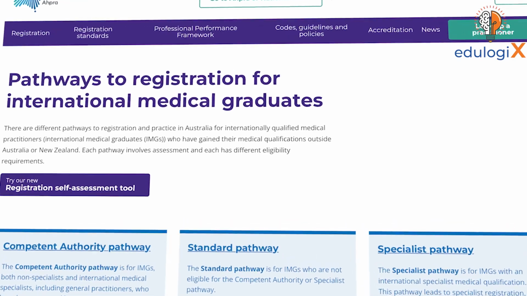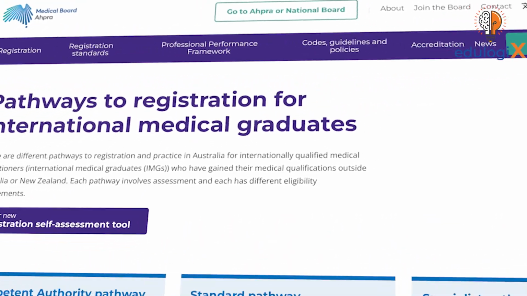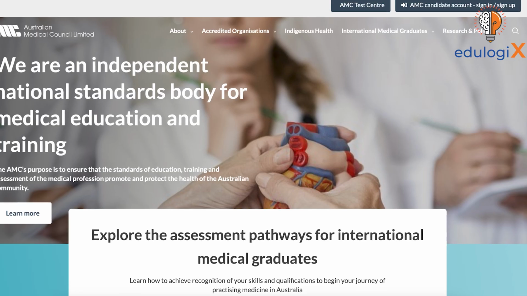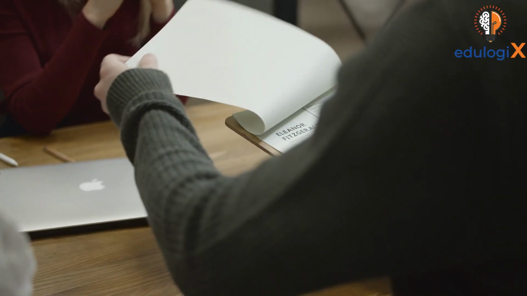All doctors, local or internationally qualified, are required to be registered with the Medical Board of Australia. The Medical Board of Australia makes sure that all internationally qualified doctors are able to suitably practice within the Australian healthcare system and that they are competent to do so. Now, you must also have heard about the organization AMC, the Australian Medical Council. AMC is an assessment board that evaluates the qualification of international medical graduates and makes sure that they suit the Australian healthcare system and can follow the standards of practice.